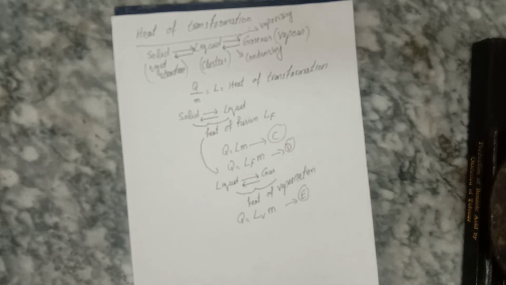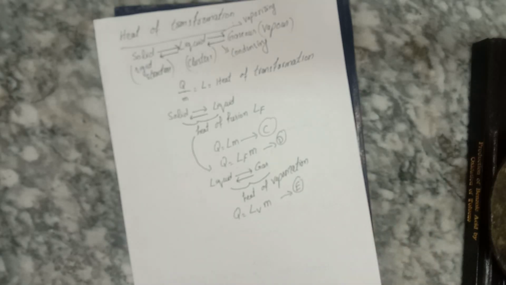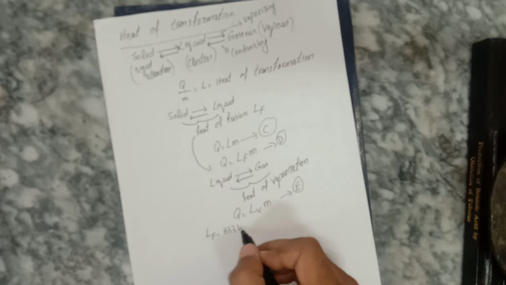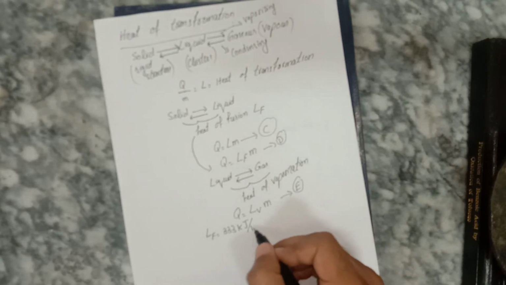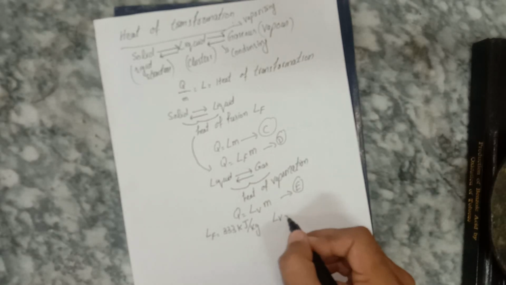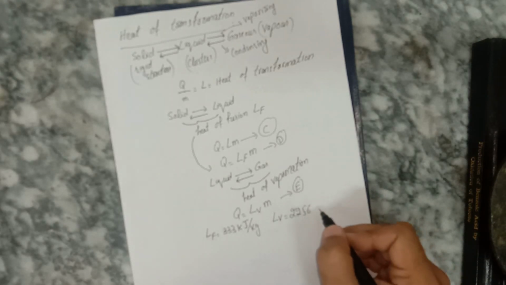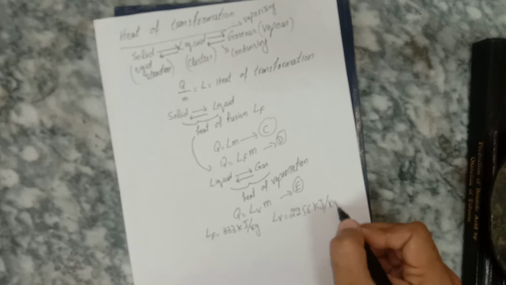Let's talk about water. Latent heat of fusion for water is 333 kilojoule per kg, and latent heat of vaporization for water is 2256 kilojoule per kg.